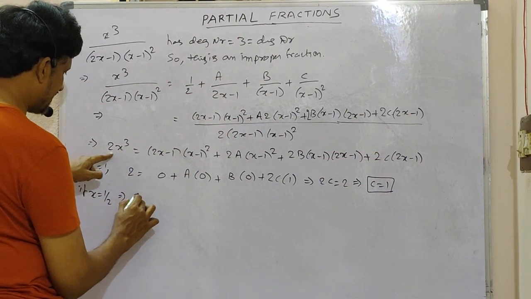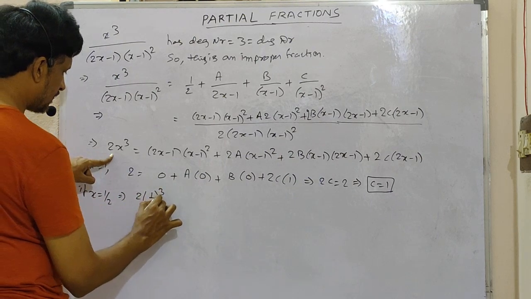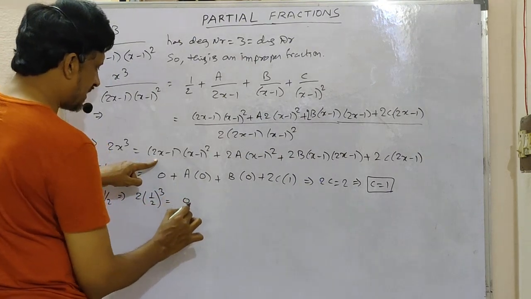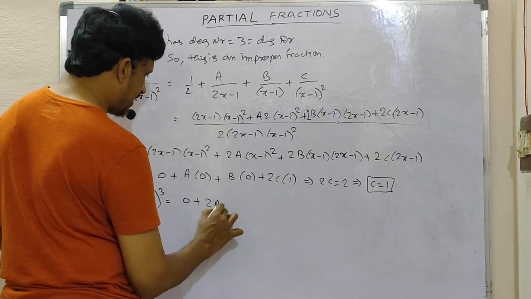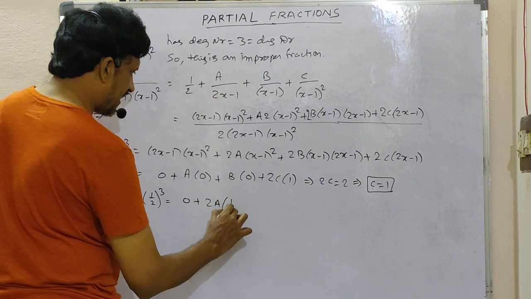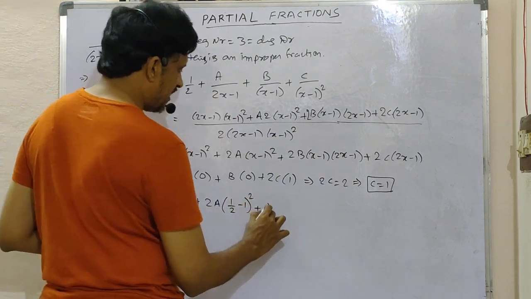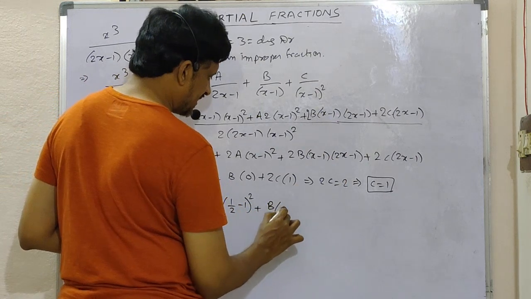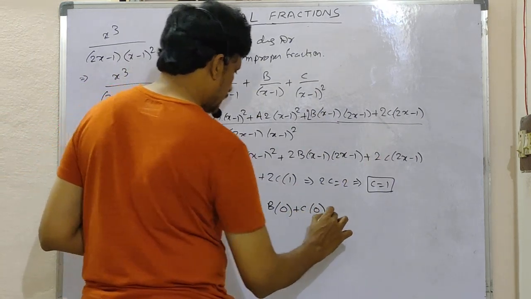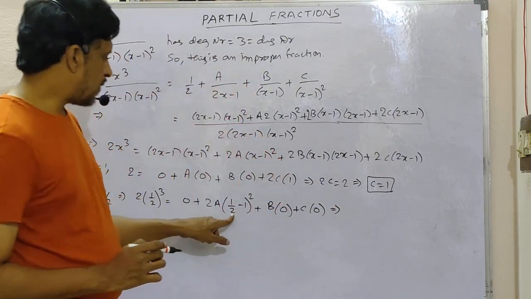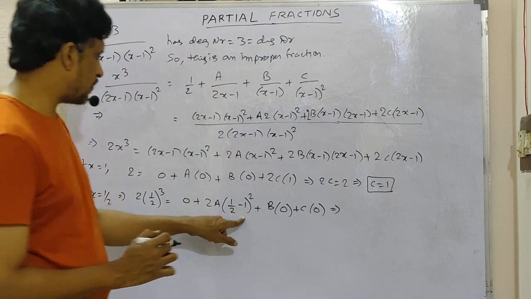Then the LHS part is 2 into x cube, that is 1 by 2 whole cube, is equal to, 2x minus 1 is there, 0 is there, so 0 plus 2 into a into x, which is 1 by 2 here, so 1 by 2 minus 1 whole square, plus b into 2x minus 1 is there, 0, plus c into 2x minus 1 is there, so 0. That means 1 by 2 minus 1 will be minus 1 by 2 whole square, that is 1 by 4.